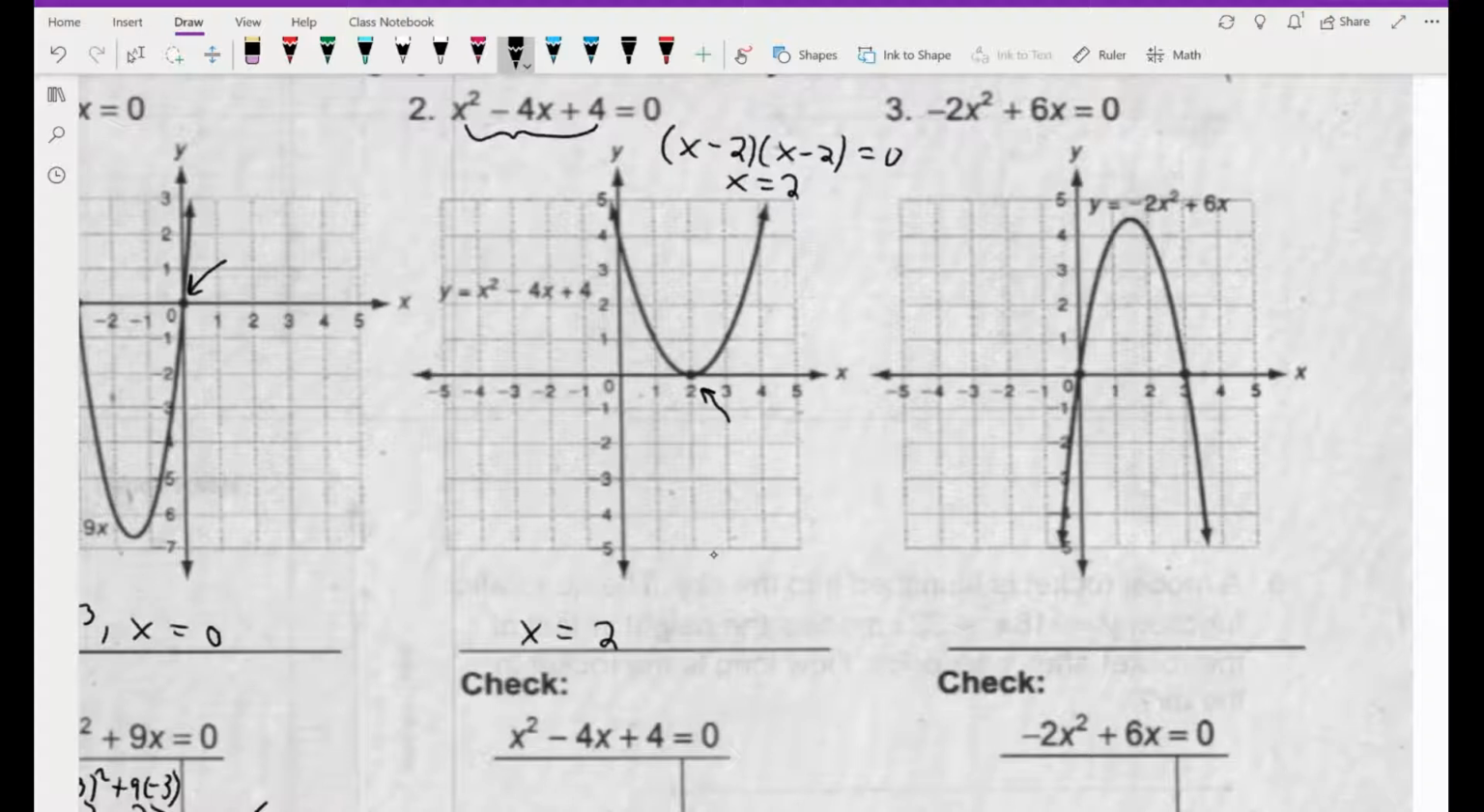Because it equaled x equals 2 twice, that means it has a special occurrence. It's called a multiplicity. And this has a multiplicity of 2 because this answer of x equals 2 occurs here and here. What that means is there's a little bounce on the x-axis. It bounces. And that's why there's only one solution.